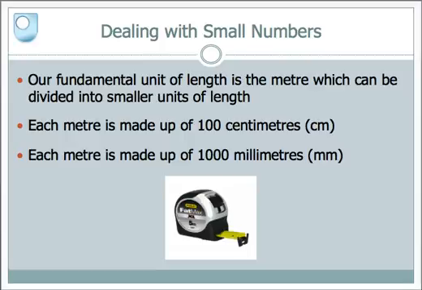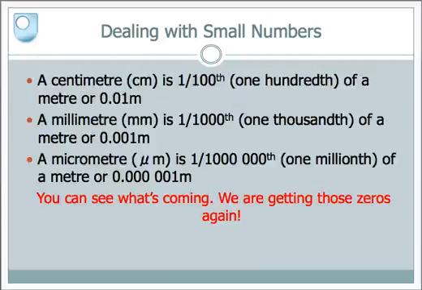Our fundamental unit of length is the metre, and we can divide this metre up into smaller units of length. The first division is 100, we call this centimetres, and then each centimetre is divided up into 10 millimetres, which means my whole metre is divided up into 10 times 100, 1,000 millimetres. So a centimetre is 1/100th of a metre, and we can represent that in the decimal form 0.01. A millimetre is 1,000th of a metre, and we can represent that in the decimal form 0.001.